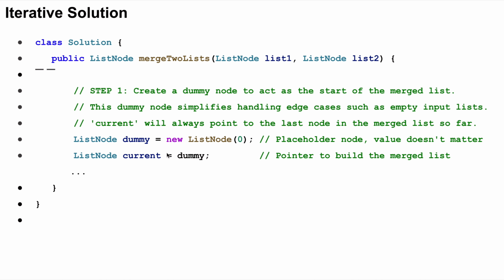Let's understand what we need to do next. In the first step, we will create a dummy node to act as the start of the merged list. This dummy node will simplify the handling of edge cases such as an empty input list. Let's suppose list 1 and list 2 are the inputs, and both are empty. In this case, we will return this dummy directly.